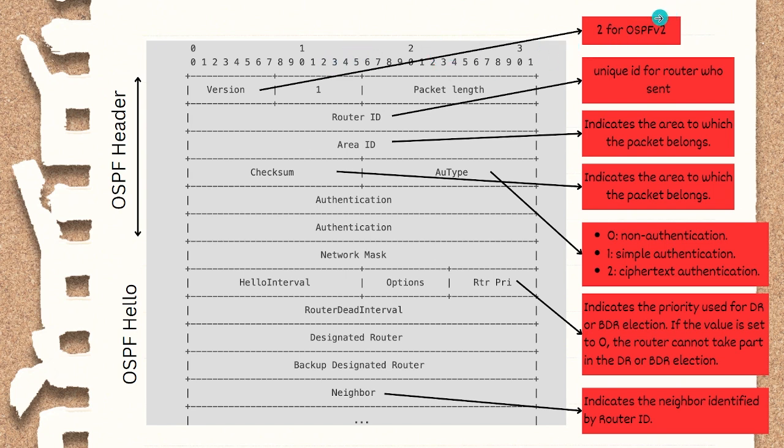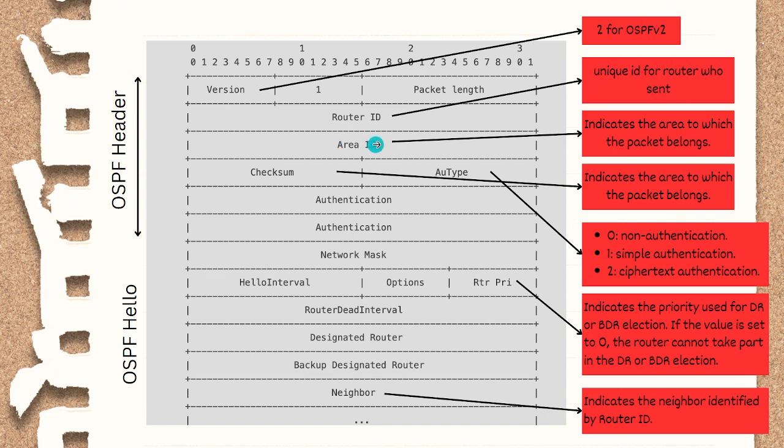So for OSPF v2, it will be 2. This all 8 bits defined over here will be 1. Now packet length will be, let's say, the length of the entire packet that is there, just to identify the end of packet. Then we have something called router ID, which is unique for the router that sends the packet. Basically, there are certain methods to generate router IDs, which we are going to see later on in the upcoming videos. Then we have something called area ID.